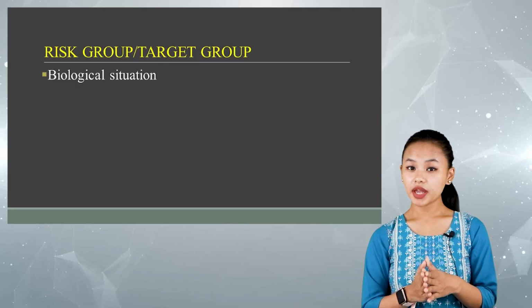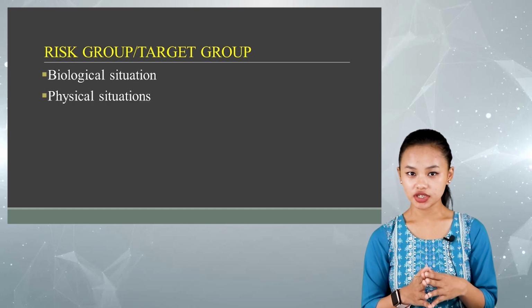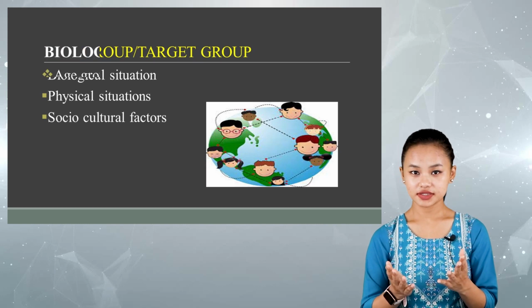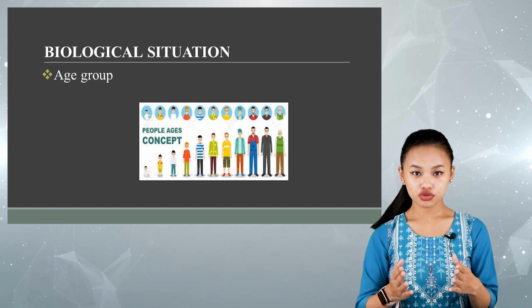Next, we are going to study the risk groups, or we can also say the target groups. Here, people can be divided into various groups depending on their age, their gender, their customs, beliefs, or their health condition. These people can be at high risk of developing illness depending upon their biological situation, physical situation, as well as their social cultural factors. The biological situation consists of the age group.